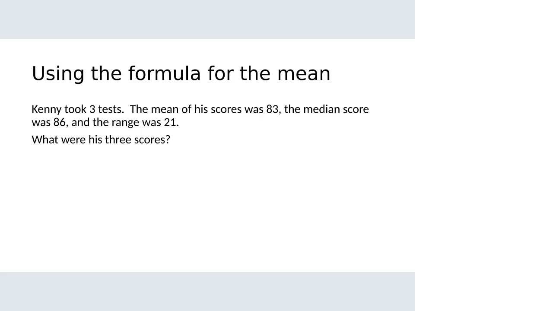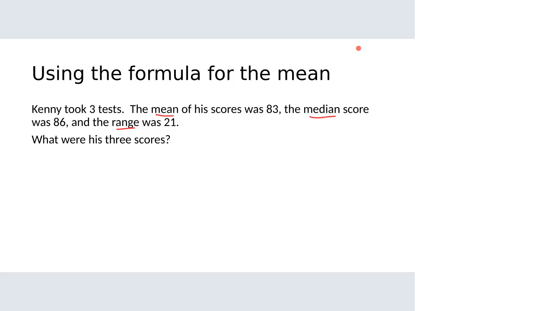Kenny took 3 tests. The mean of his scores was 83, the median score was 86, and the range was 21. What were his 3 scores? All right, so let's make sure we get a handle on this here. Kenny took 3 tests, and we know the mean, and we know the median, and we know the range. We've been given a whole bunch of stuff here. And what we're asked to find are what were his 3 scores.